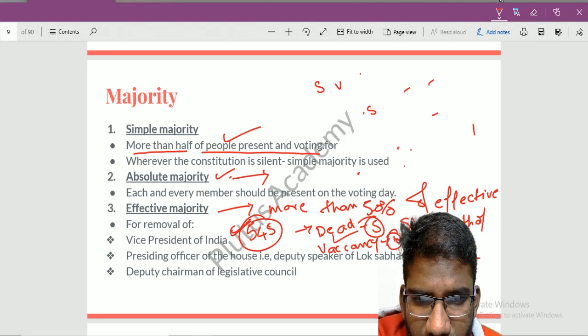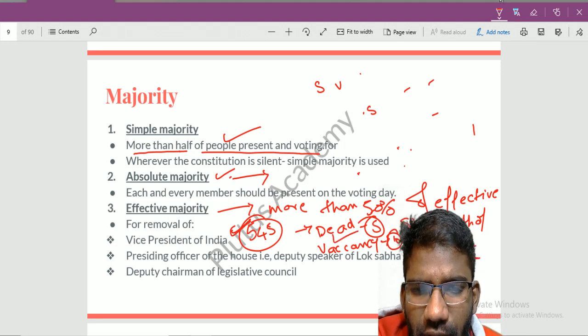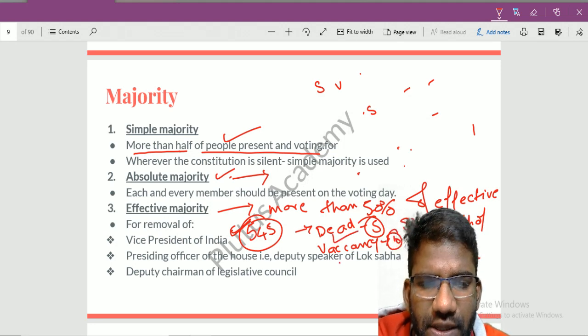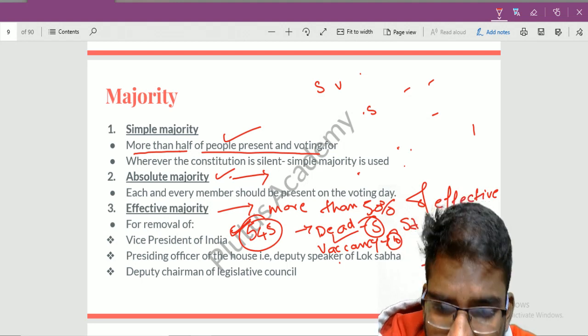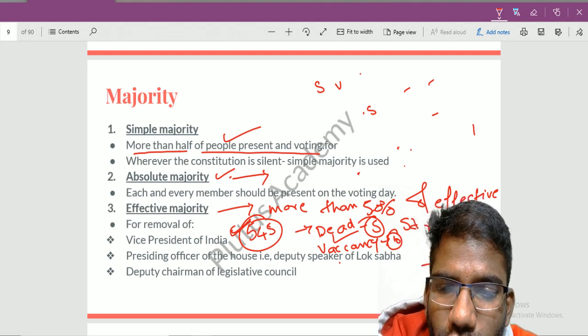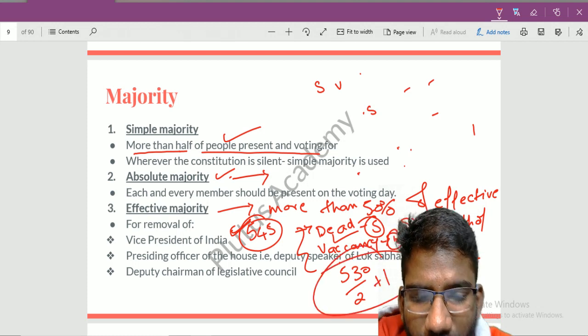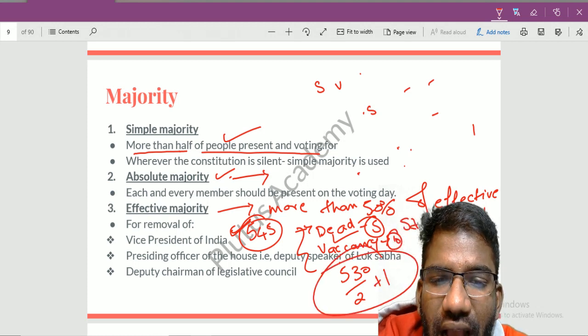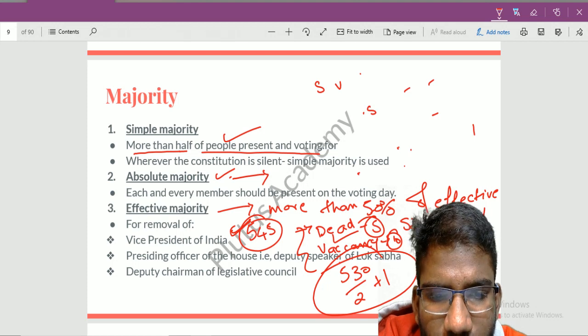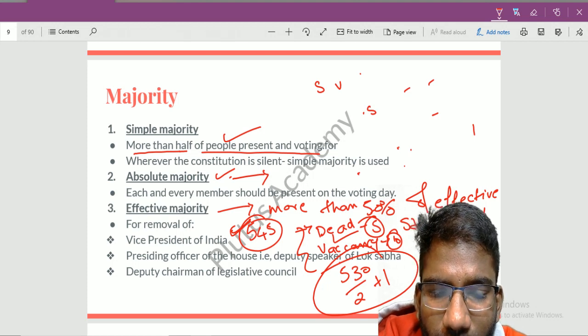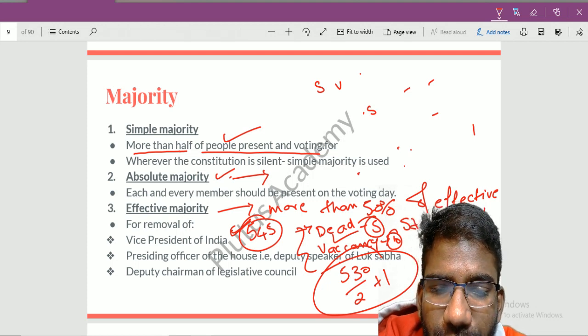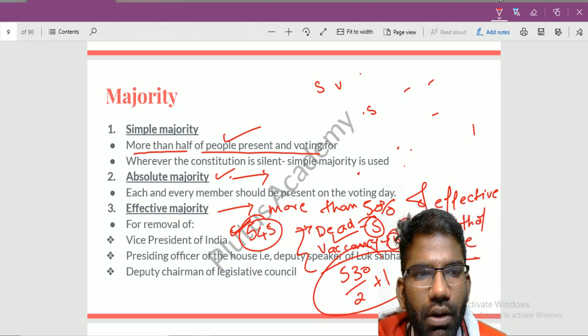That means no person can be abstained. Apart from the persons who are dead and the number of seats which are vacant, the entire membership should vote. In this case, effective majority will be 530 upon 2 plus 1. That means we are not abstaining a single member. Dead is okay, vacancy is okay, but the rest of the 530 members should be available for voting.